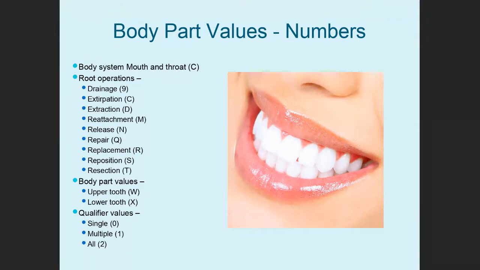Now, body part values, qualifier values sometimes include the number of body parts. For example, in the body system, mouth and throat, for all of these root operations, you have body part values for teeth. You have upper tooth, lower tooth. The qualifier values give you more information. Was this one tooth? Was this several teeth? Or was this all of them, like all the upper or all the lower?